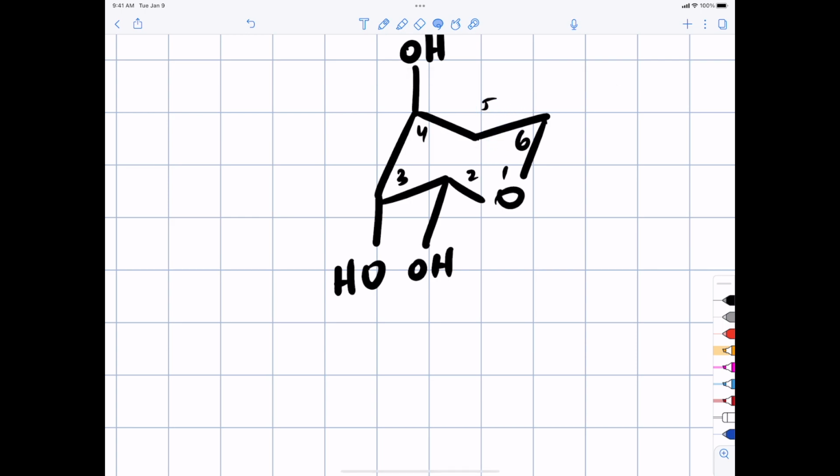That did not work. Oops. That's because I keep pressing undo. Okay.